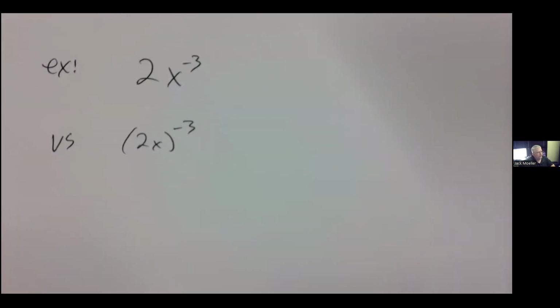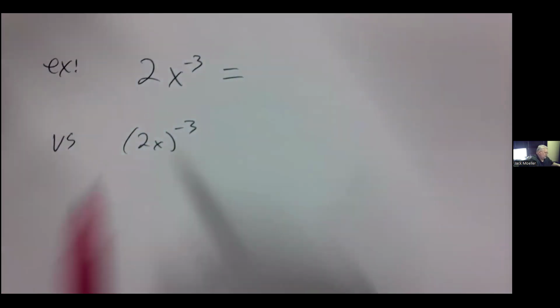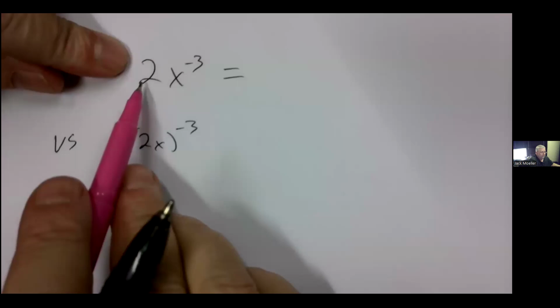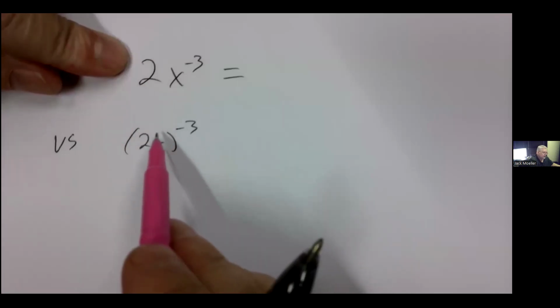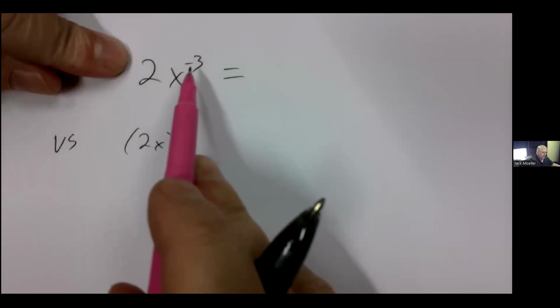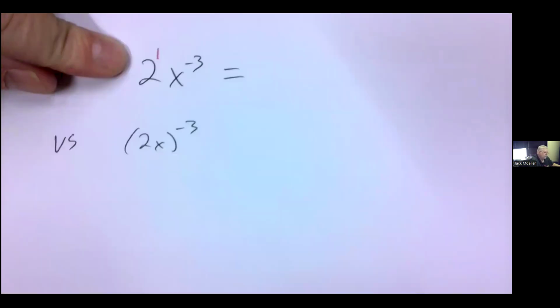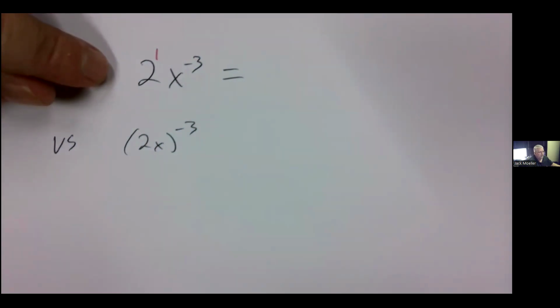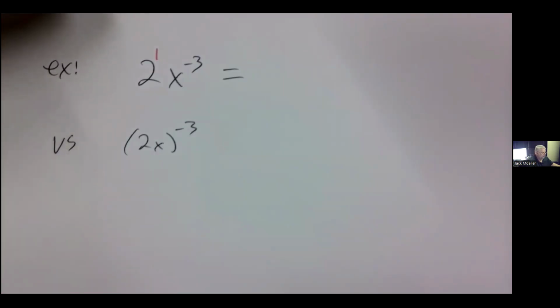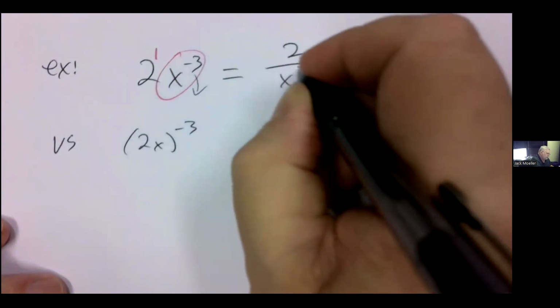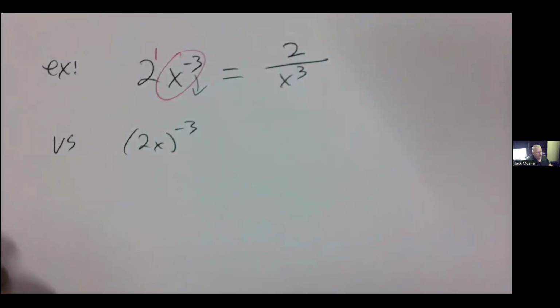So these are very different problems. In the top one, what's the exponent on 2? Well, it's not inside the parentheses, so it's definitely not negative 3. So that's really 2 to the first power. So the only thing that gets flipped is the term or terms that have a negative exponent. So in this case, the 2 is going to stay up in the top of the fraction. The x cubed is going to flip down in the denominator, and so we get 2 over x cubed.